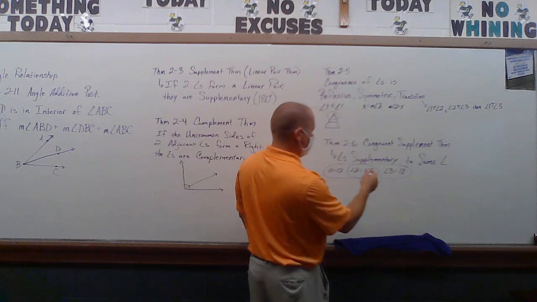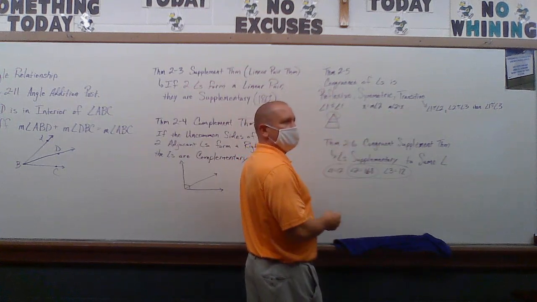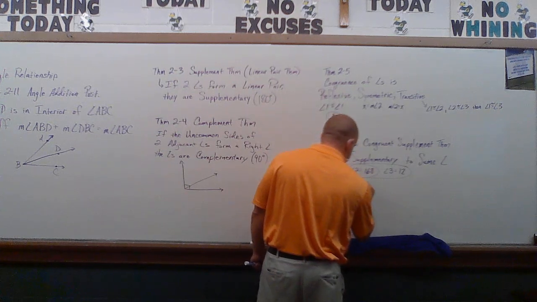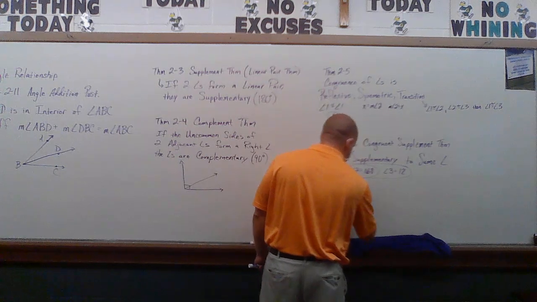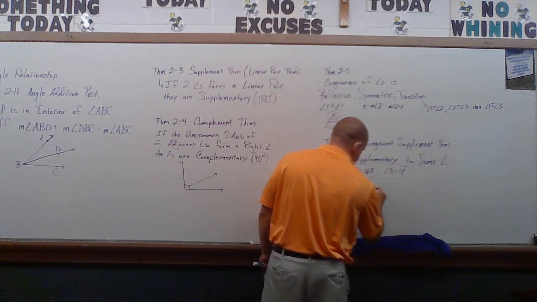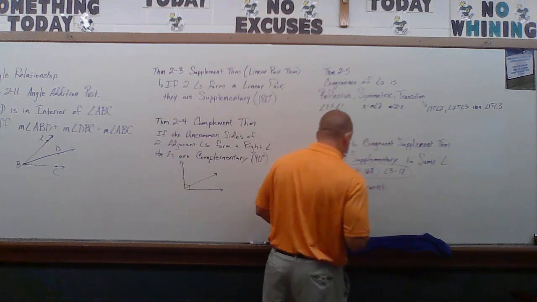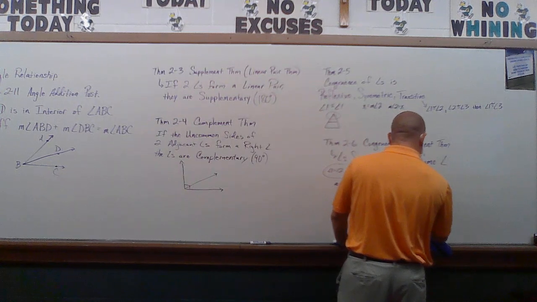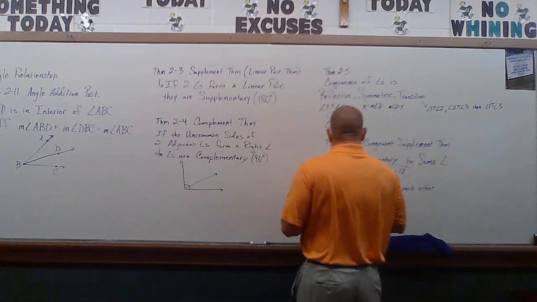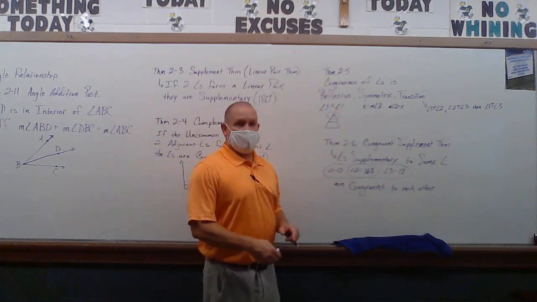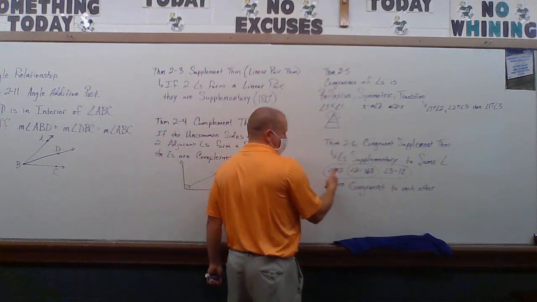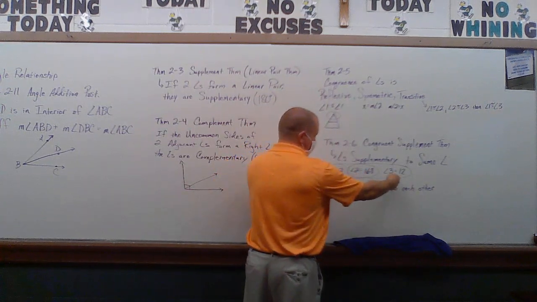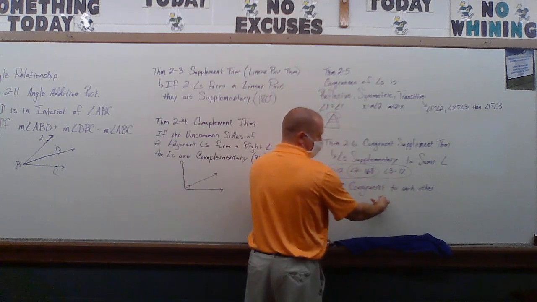So, where are we at? Angles supplementary to the same angle are congruent to each other. And if you can write it out like this, it probably makes a lot of sense, right? So what I'm saying is, if I know that angle 1 is supplement to angle 2, and angle 3 is supplement to angle 2, it makes sense that angle 1 and angle 3 are congruent to each other.